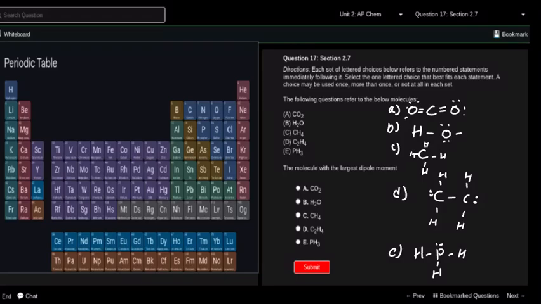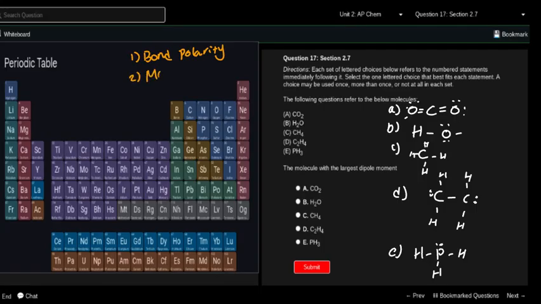The following questions refer to the below molecules. Which of the following molecules have the largest dipole moments? So when we're looking at dipole moments, we need to look at two things. One, the bond polarity. And bond polarity, in general, is just difference in electronegativity between atoms.